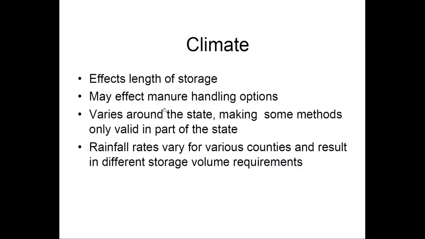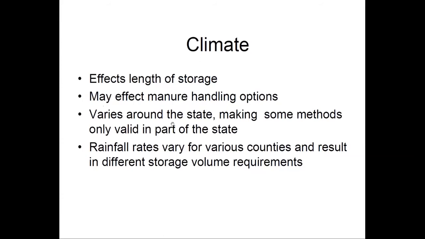Okay, so also another thing you need to think about is the climate. And this affects the length of your storage operations. It may affect how you handle your manure. We've been having little rain, but when it does come, it comes in 1 inch or 2 inches in 20 minutes. So that may affect your storage. It may affect how you handle your manure.